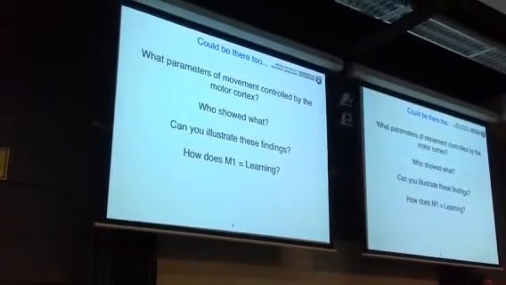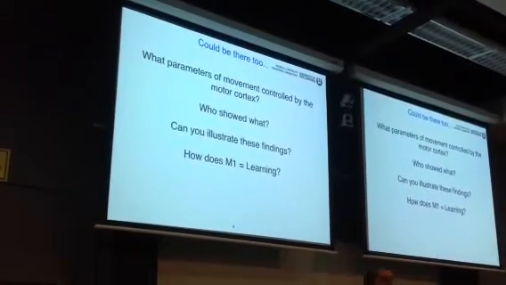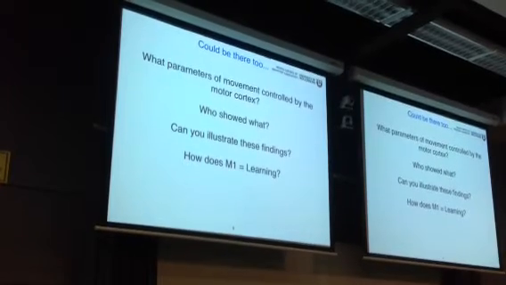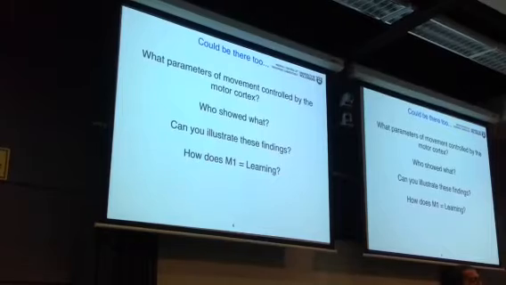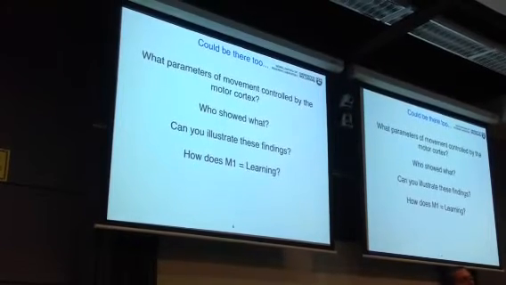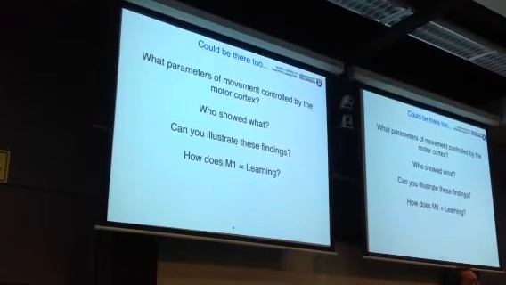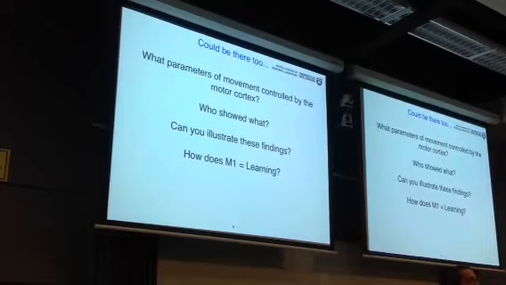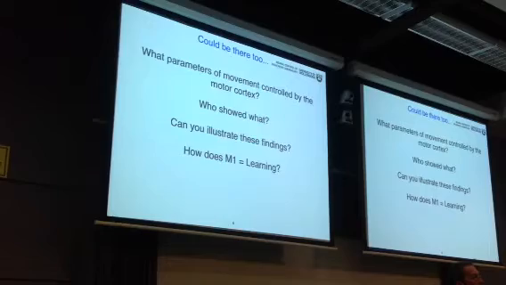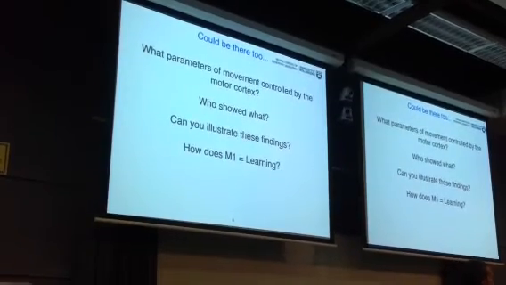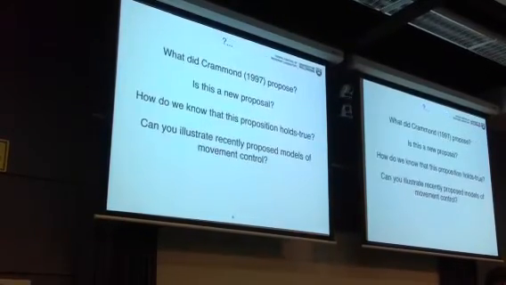How does M1 relate to learning? That's a good question. So how does the motor cortex relate to learning? Rotation of cells in the cortex with a rotation of the preferred direction of muscle activation. I've never seen you write so much in 12 weeks. It's really good. Two more.